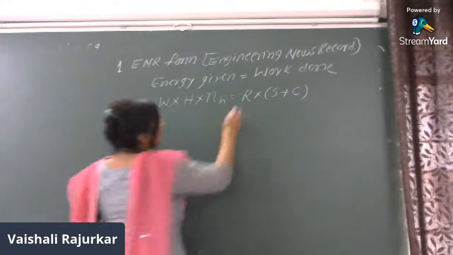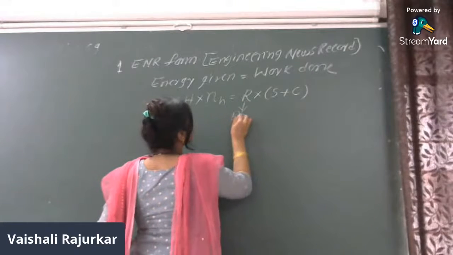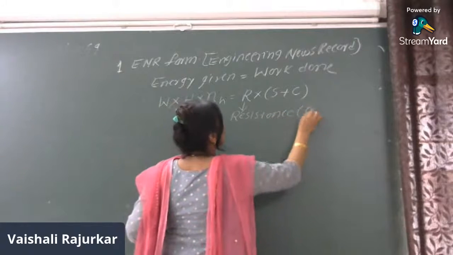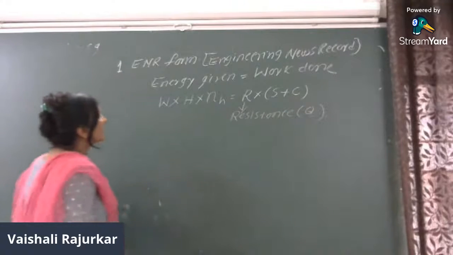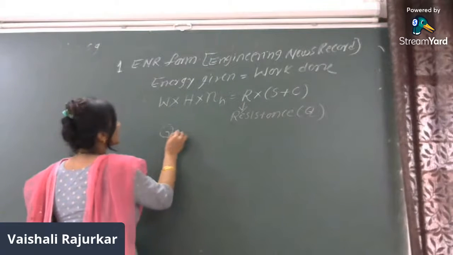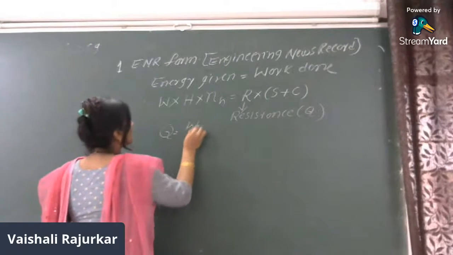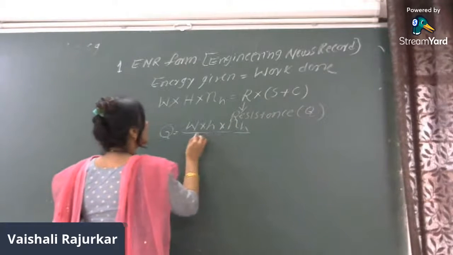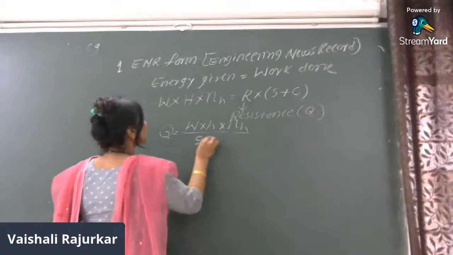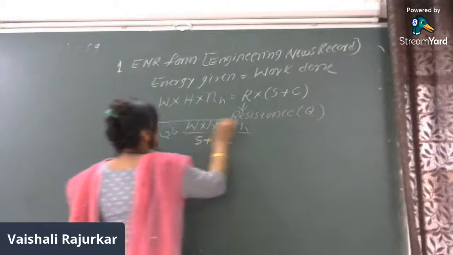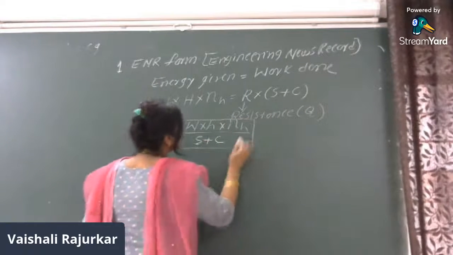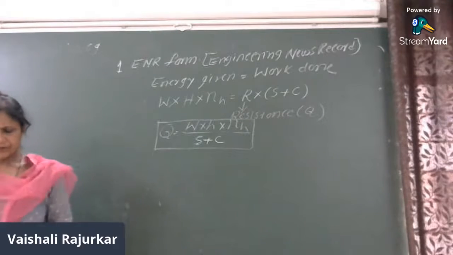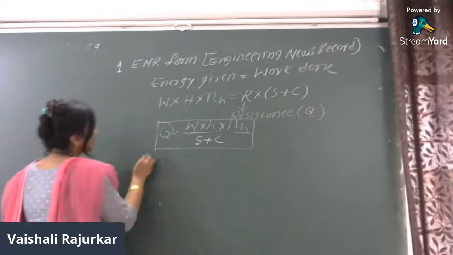Now, what is this R? R is resistance, which we have denoted by Q. And therefore, what is Q then? Q is equal to W into H into efficiency of hammer upon S plus C. So in this way, we can calculate the load carrying capacity of a pile. Now what is this? Here, this W is the weight of the hammer in kilonewton.